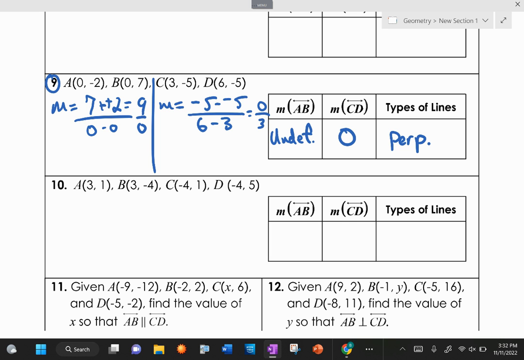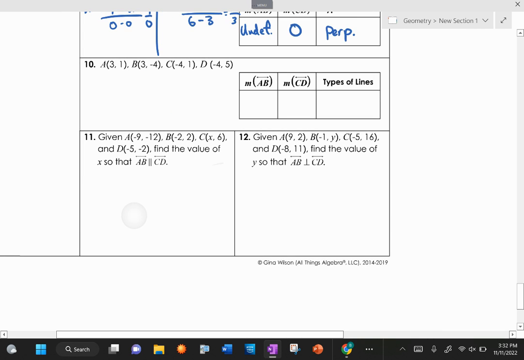I should probably start watching. Okay, I'm going to go over number 11 and number 12. These are different, okay? So focus in right here.